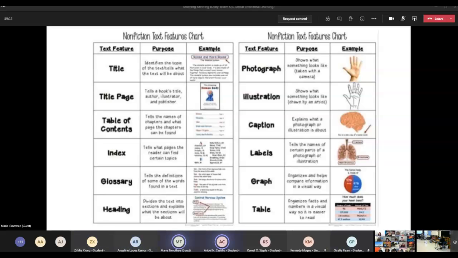Okay, guys. So yes, we would use a glossary to find the definition of a word. You can't use an index to find the definition of a word. An index is a guide. When you're reading a book and you're looking for a certain topic, the index tells you the title of that topic and what page you can find that topic on. It doesn't give you the definition of the words. A glossary gives you the definition of words.